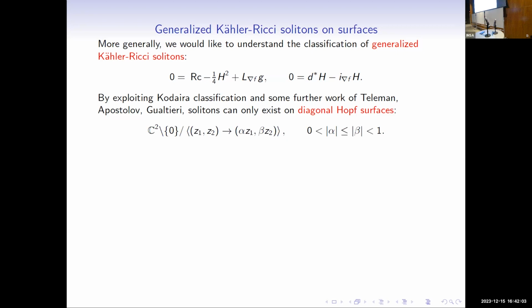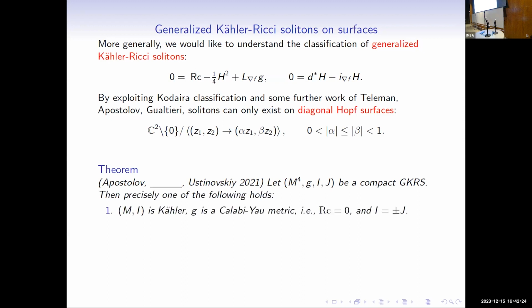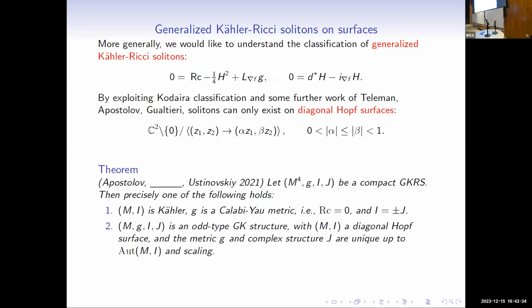This is what I mean in general by a diagonal Hopf surface. And then the theorem, again, of Vestri, myself, and Yury Ustinovskiy, is that we can give a complete classification of these things in 4 dimensions. We can think of this as building on the Goto-Streets-Ivanov result. So we fix a compact generalized Kähler-Ricci soliton, then precisely one of the following holds. Either (M, I) is Kähler, and then g is Kähler Calabi-Yau, and I is plus or minus J, or there are sort of 2 classes of examples.